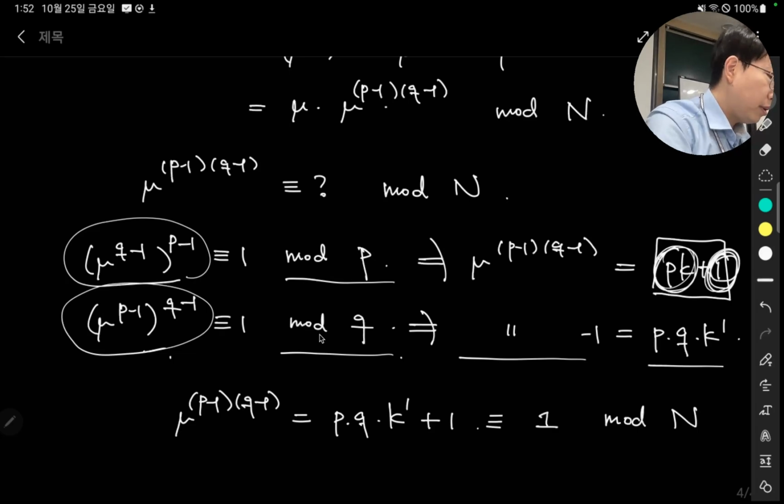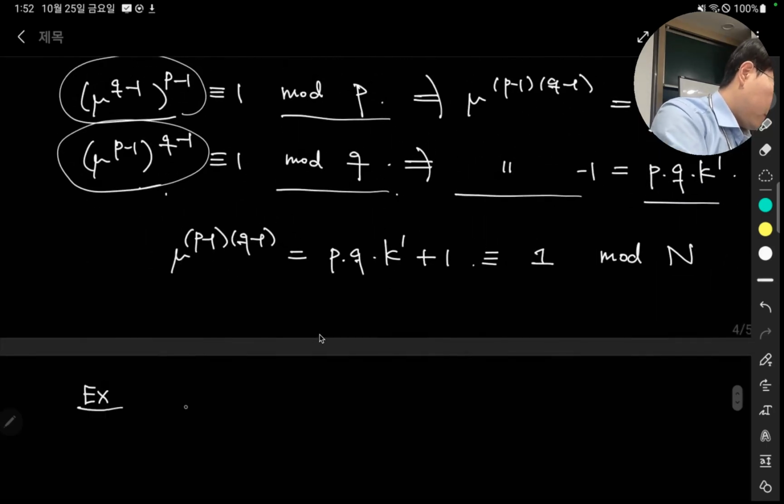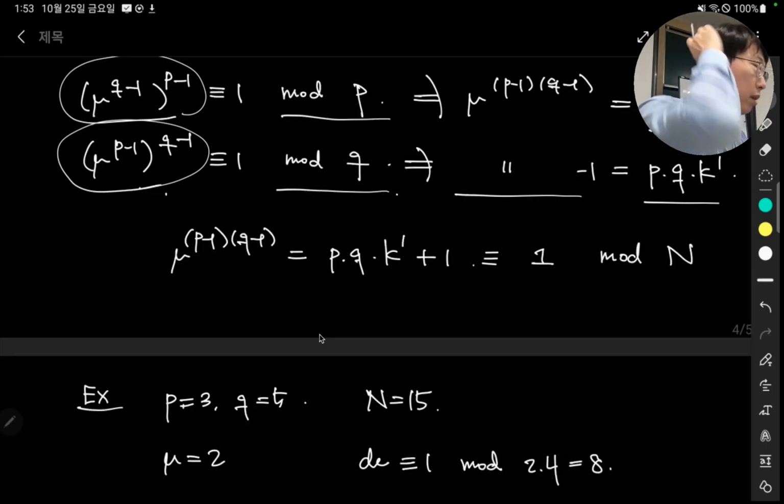So let me give an example. Let's try with an example. P, Q are 3 and 5, and then N is 15. And let's say Bob sent the message mu equals 2. So let's find the public key and private key. The private key is D, which Alice keeps. Here I want to find DE equal to 1 modulo 2 times 4, which is 8, because it's (P minus 1) times (Q minus 1).